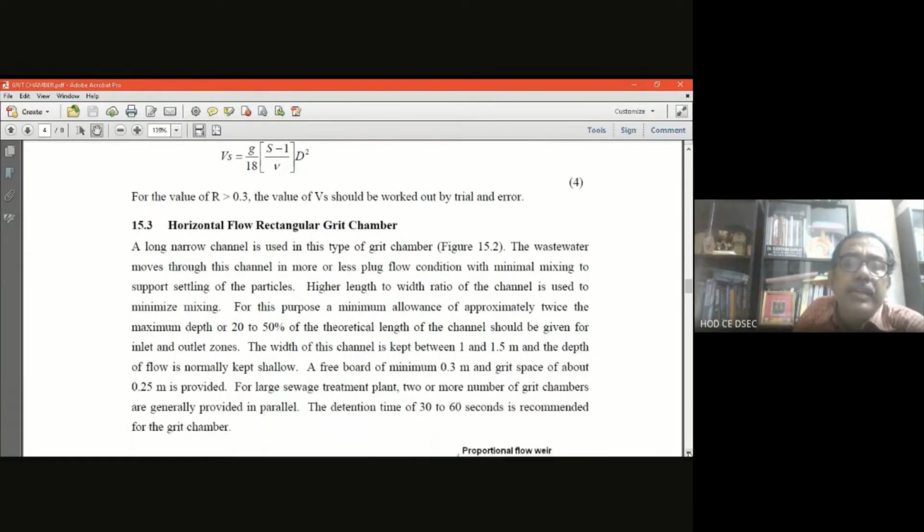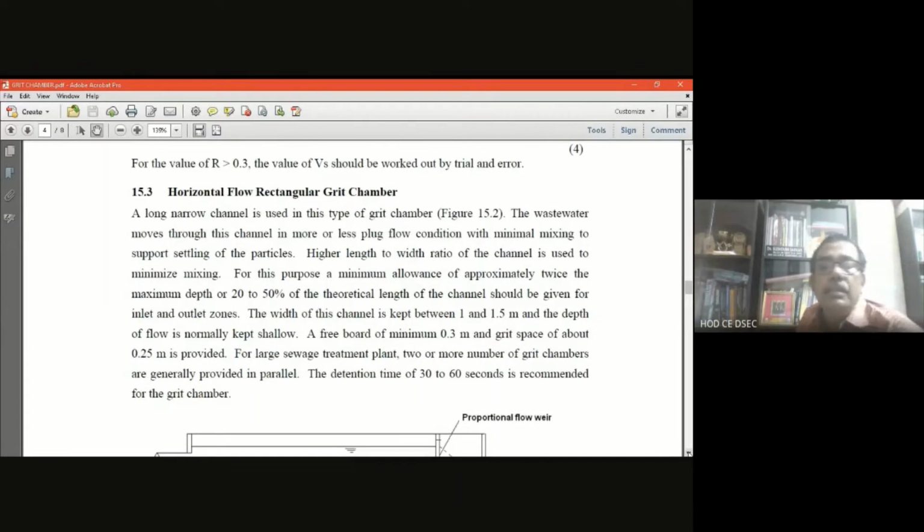Now, the horizontal flow rectangular grit chamber. It is basically a narrow, long channel where plug flow is considered. What is the significance of plug flow? More or less, the plug flow condition is assumed, which means minimal mixing to support settling of the particles. Since settling takes place, the plug flow condition with minimal mixing is applied here. So a higher length to width ratio of the channel is used to minimize the mixing.